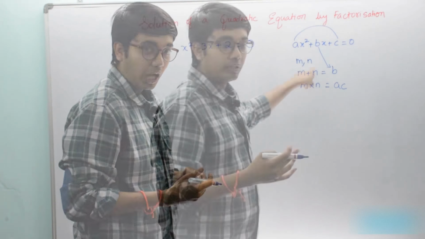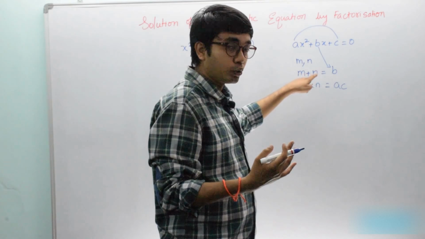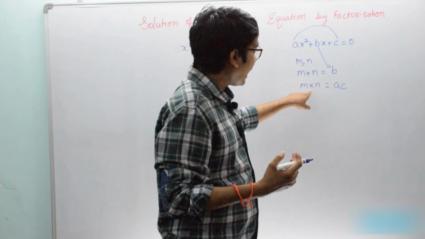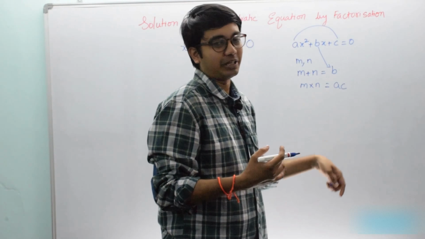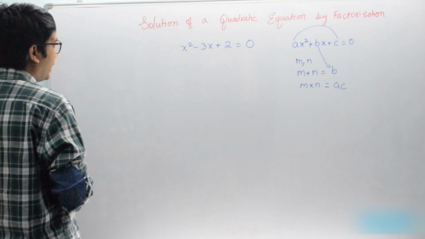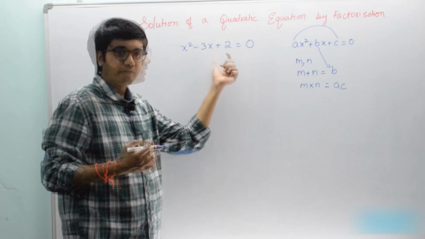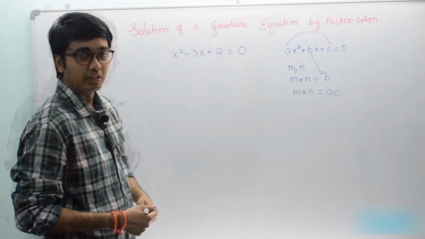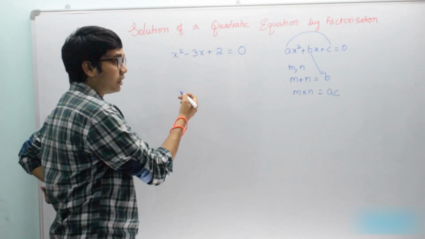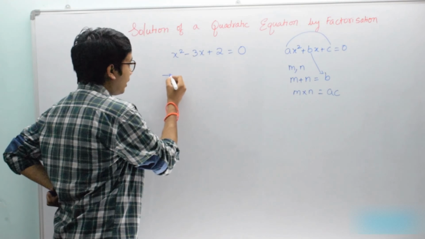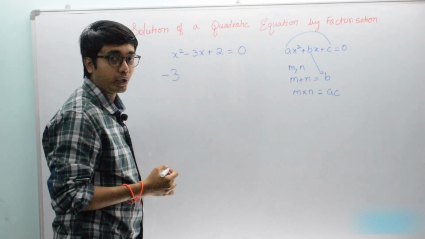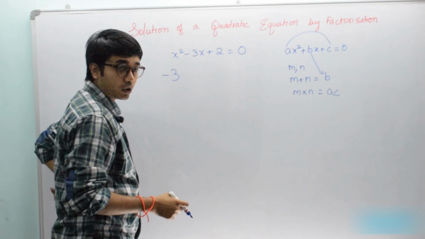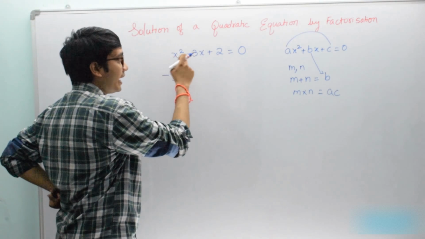So what am I doing? I am splitting the coefficient of x into two numbers m and n such that m plus n will be equal to b and m into n will be equal to a into c. Now let's apply this for this quadratic equation. How do we factorize this? So as I said, the coefficient of x should be split into two numbers. Minus 3 should be split into two numbers such that the sum of the numbers should be equal to minus 3 and the product of the numbers should be equal to product of a and c.